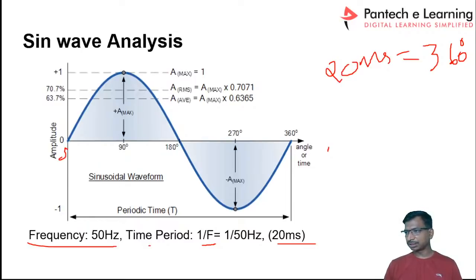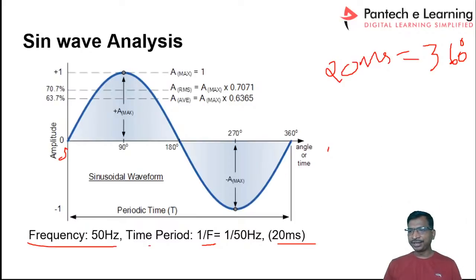Can you comment in the comment box, what is the time period for 1 degree? Exactly, you must tell. 20 milliseconds is equal to 360 degrees. Yes, Mr. Rakesh, you are absolutely correct: 0.055 milliseconds. That is the time period for 1 degree, right?